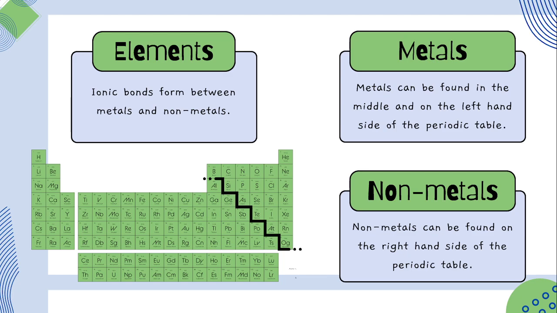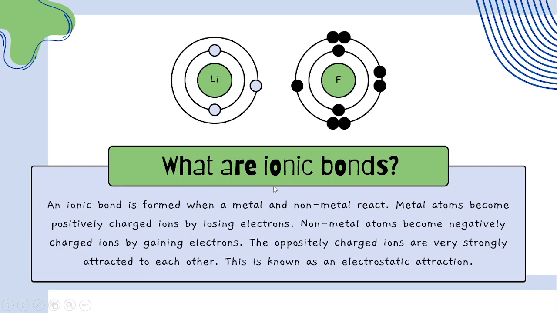Elements: ionic bonds form between metals and non-metals. So ionic bonds exist between both metals and non-metals. In the periodic table, from our previous bundle, metals can be found in the middle and on the left hand side of the periodic table, while non-metals can be found on the right hand side of the periodic table.